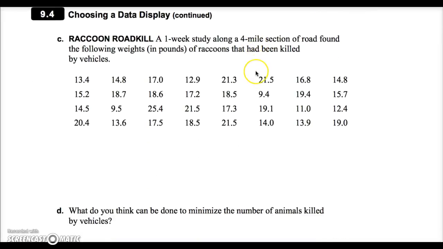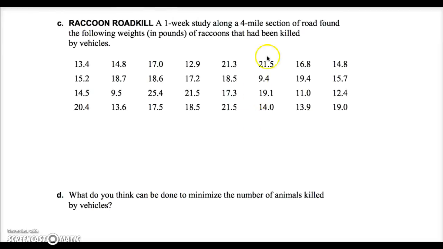C, raccoon roadkill. A 1-week study along a 4-mile section of road found the following weights in pounds of raccoons that had been killed by vehicles. So there were, let's see, 4, 1, 2, 3, 4, 5, 6, 7, 8. There are 32 raccoons that have been recorded, and these are the weights of each one that had been killed by a vehicle on the road.